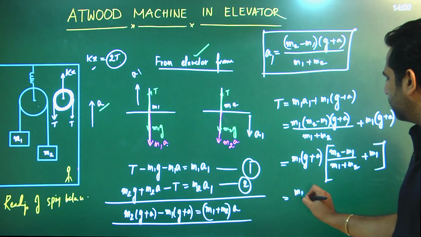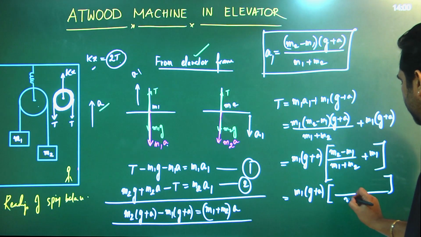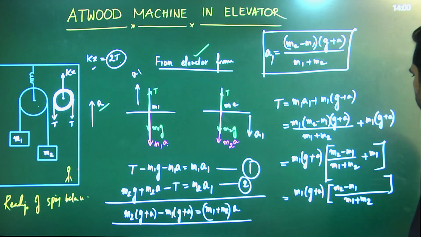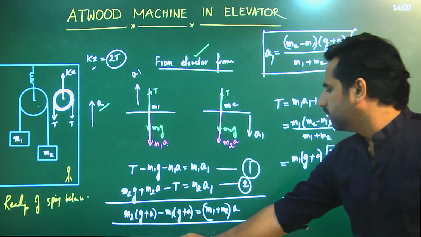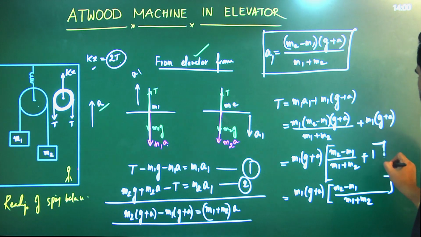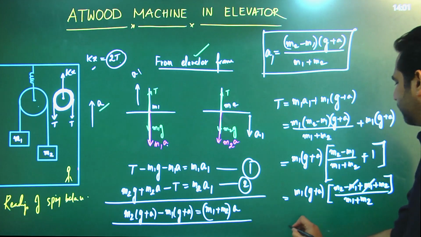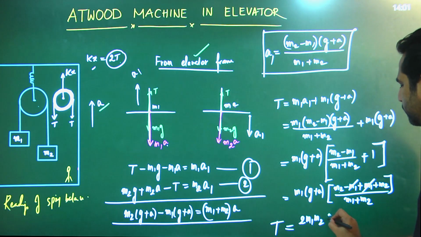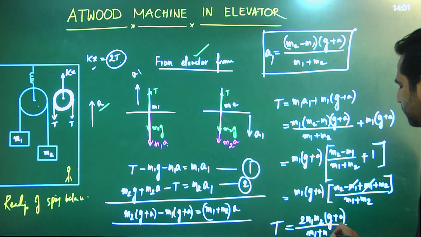So this is M1 into (g plus a) by (M1 plus M2), which is the LCM, and I have M2 minus M1 plus M1 plus M2. So you can get rid of M1, and you have 2 M2 here. So finally the tension is 2 M1 M2 into (g plus a) by (M1 plus M2).